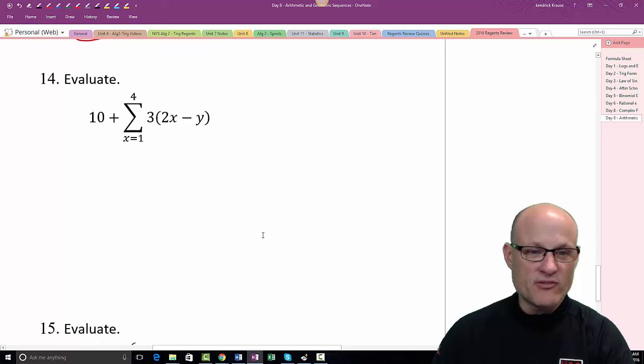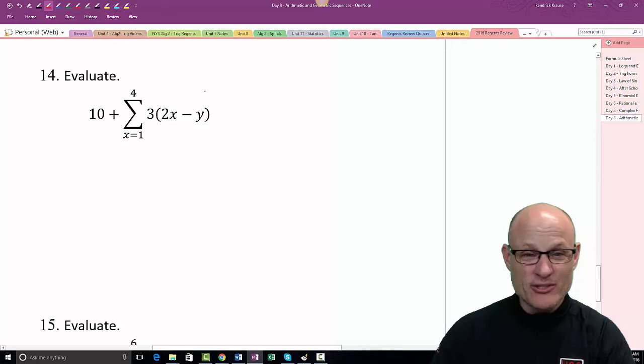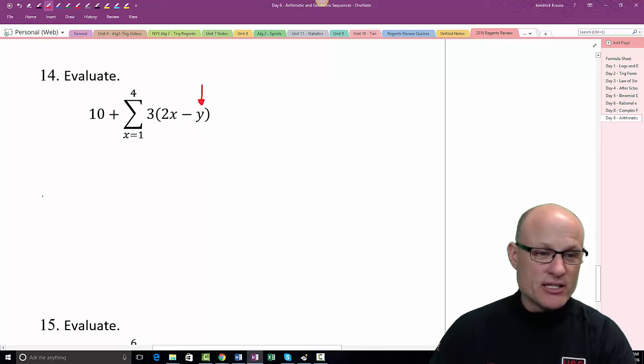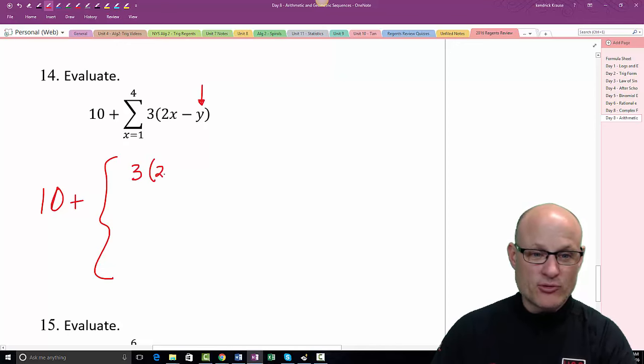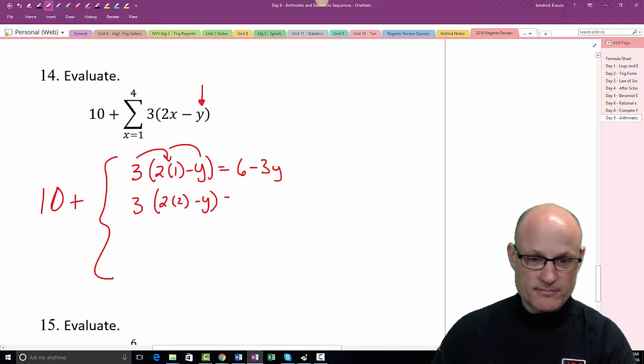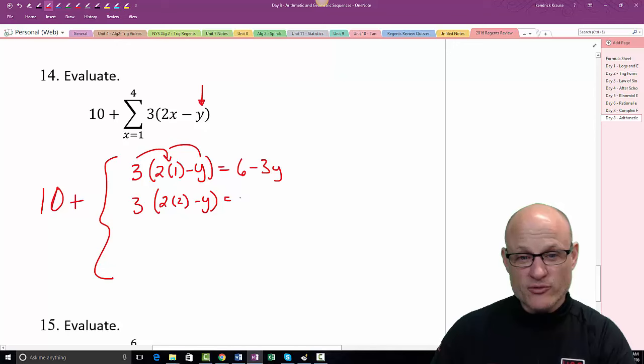Here we go, I knew I was going to do one. So this one says evaluate. I can't put this one in my calculator because I don't have anything for y, so I have to do this by hand. It's 10 plus, and we're going to add 4 things. When x equals 1, it's 3 times 2 times 1 minus y, or 3 times 2 is 6, minus 3y. Then 3 times 2 times 2 minus y: 2 times 2 is 4, times 3 is 12, so this is 12 minus 3y.